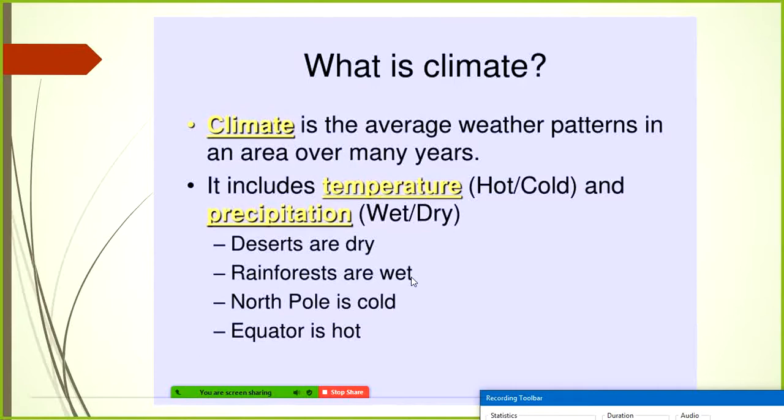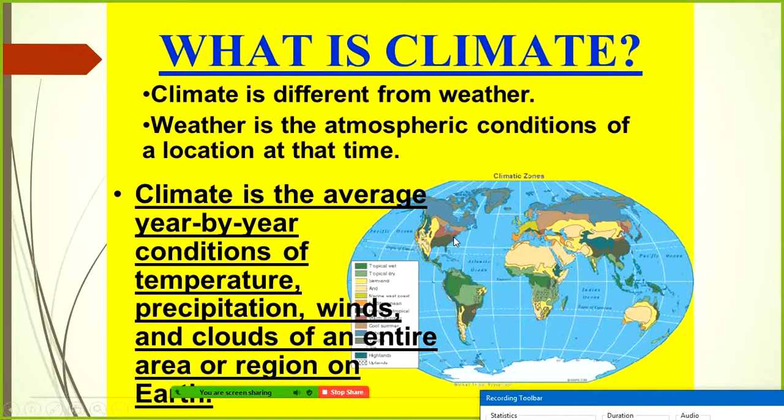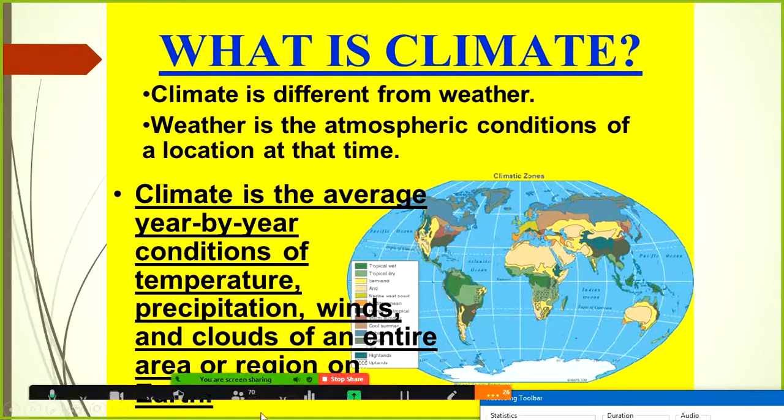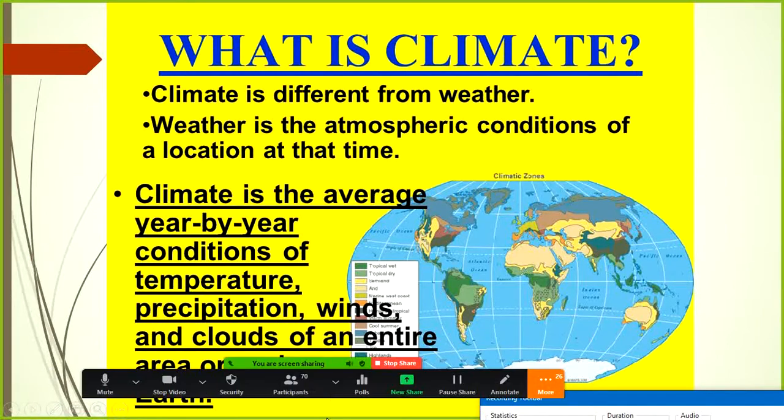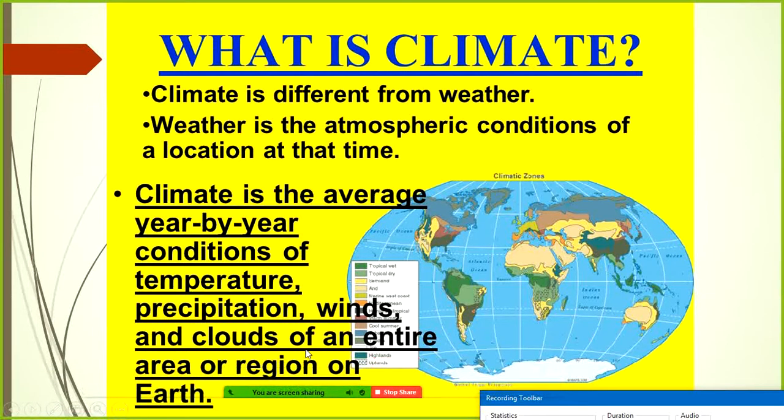Piyush has given me the answers about Western India, Rajasthan, Gujarat. Those are great answers you students have given me. So what is climate? Climate is a little bit different. Climate is different from weather.